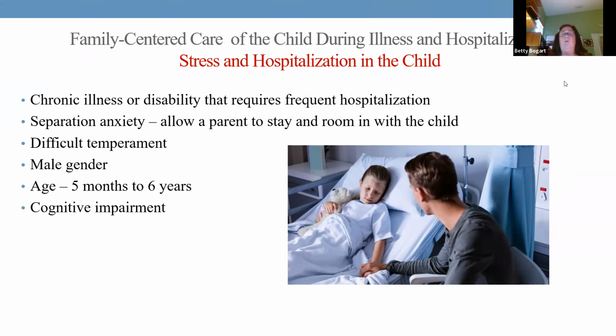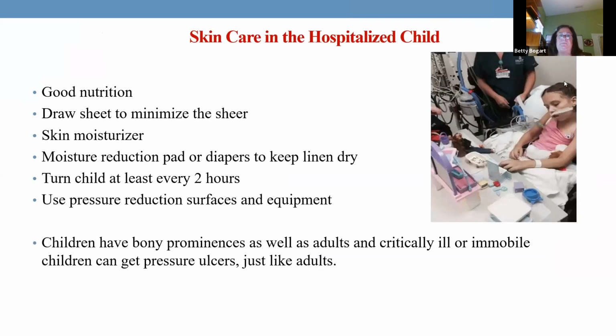We know this separation anxiety, if they need to leave, we know these children are going to be difficult. They're going to be crying, and they're going to be fighting against us. We know that males tend to be more aggressive than females, and we know that this separation anxiety starts at a young age till about 6 years old. And if a child is cognitively impaired, they don't understand what's going on, so they get extremely difficult to handle.